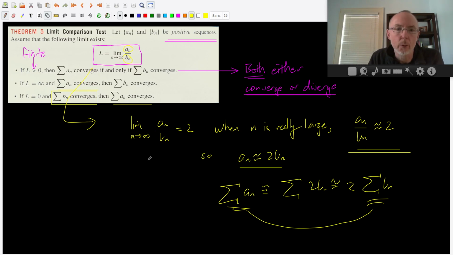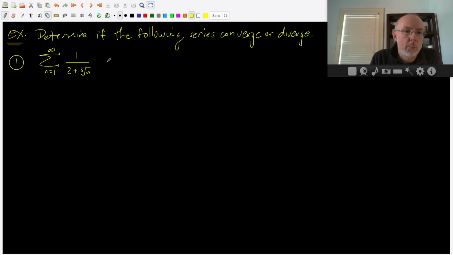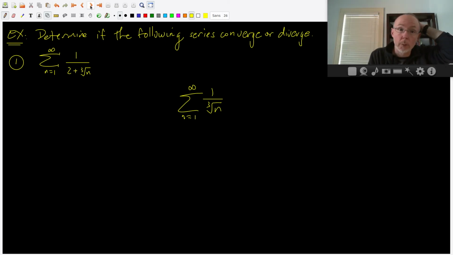Let's see how we use it. All right, so here's an example. This is meant to be a cube root of n. It's kind of similar to the one we looked at before for the direct comparison test. You might look at that and think, well, this looks a bit like the series that is just 1 over the cube root of n. So maybe we can just use the direct comparison test like we just did. Let's have a look at that, because that's an entirely reasonable way to go with this problem.